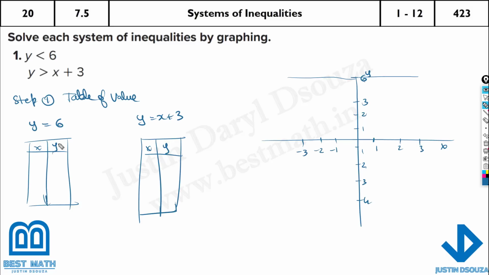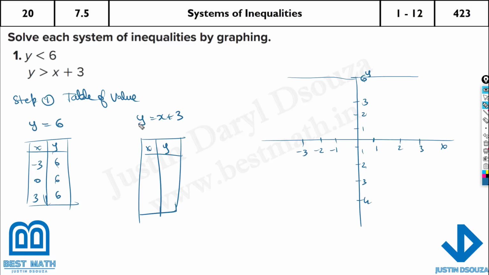I hope that's clear. But how would you write the table? Y is 6. So no matter what, you should just write 6 here and just take some random values of x. -3 and say 3. No matter what, wherever you choose x, it will be 6. That's how we get the first table.